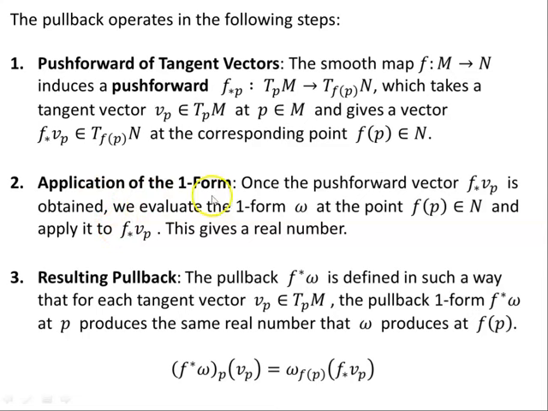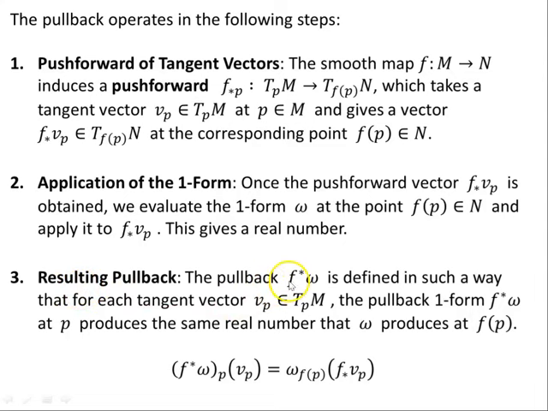Two, application of the one form. Once the push-forward vector F lower asterisk V_p is obtained, we evaluate the one form omega at the point F of P belonging to N and apply it to F star V_p. This gives a real number. Because remember, one forms acting on vectors produce a real number.